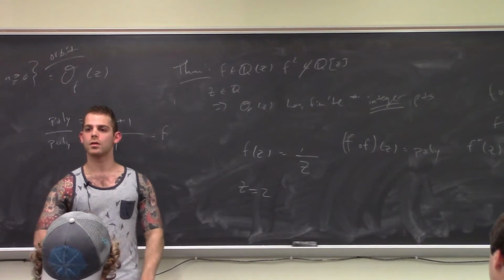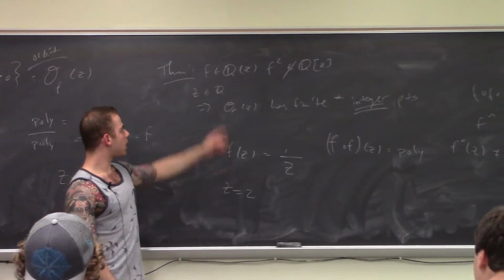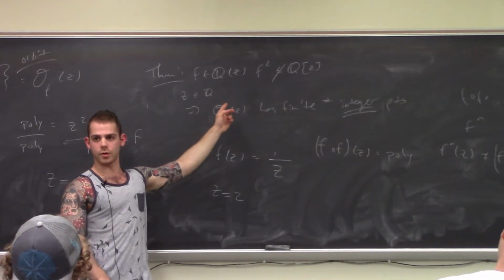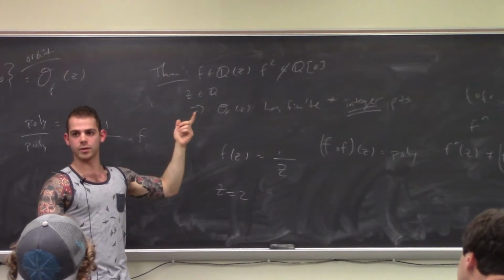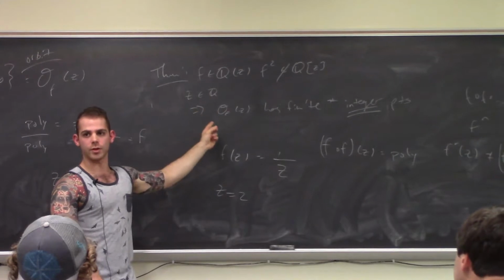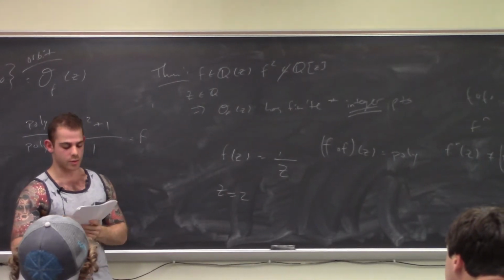Oh, could you repeat the theorem? If f is a rational function with rational coefficients such that the second iterate of f isn't a polynomial, then the orbit of a rational point under f is always going to contain finitely many integer points.